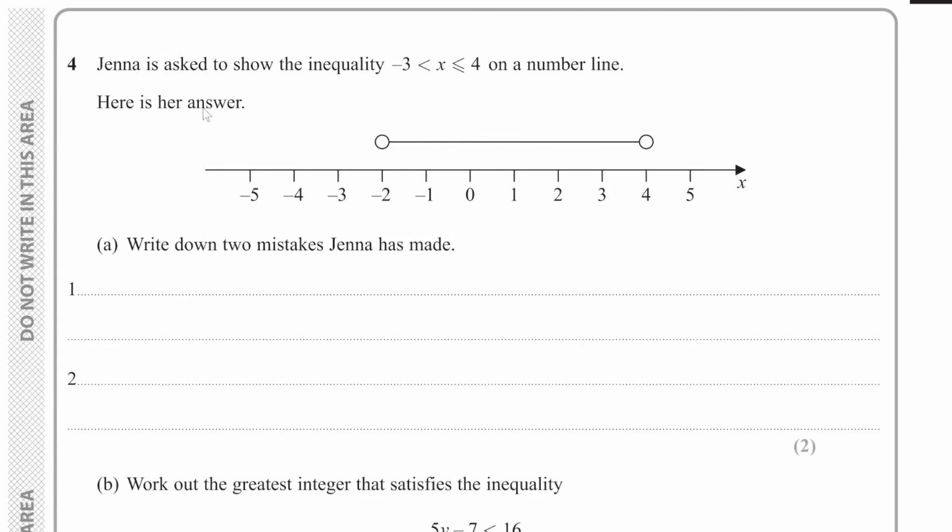Question 4. Jenna is asked to show the inequality -3 to 4, and it can't include -3 and it can include 4 on the number line. Here's their answer. Write down 2 mistakes Jenna has made. So we should have a circle at -3. We don't. We have it at -2.